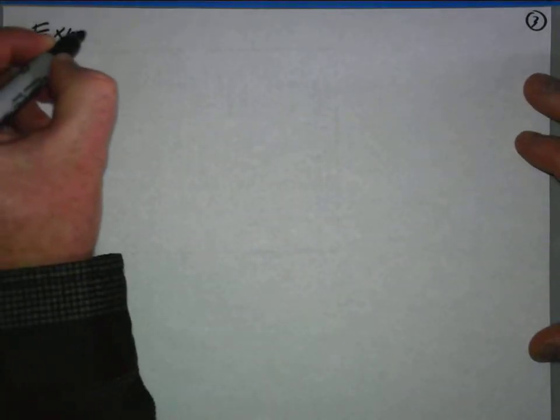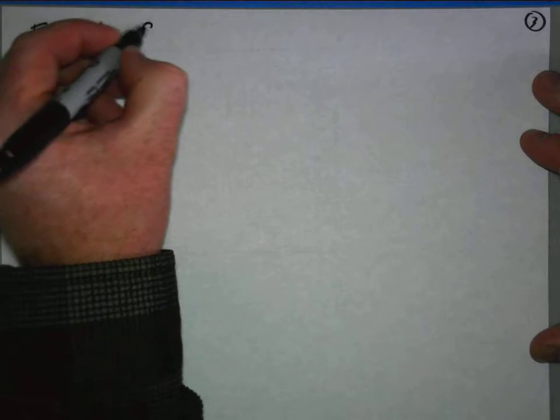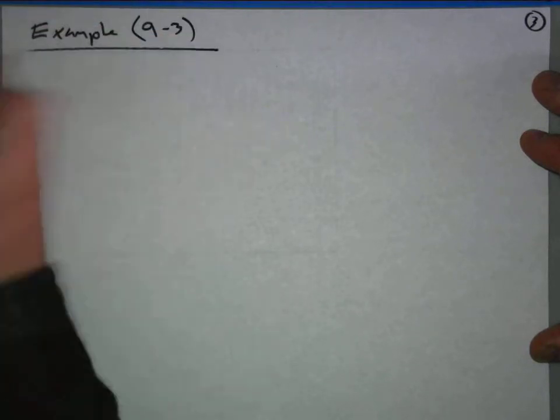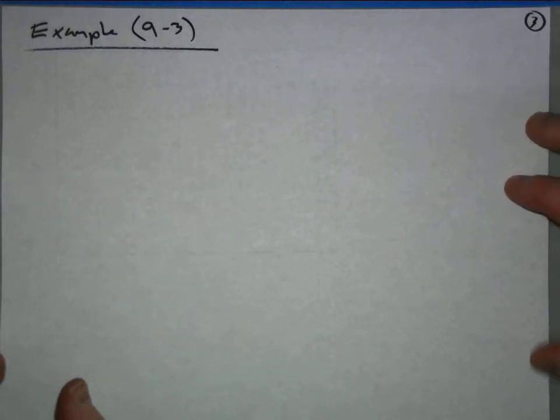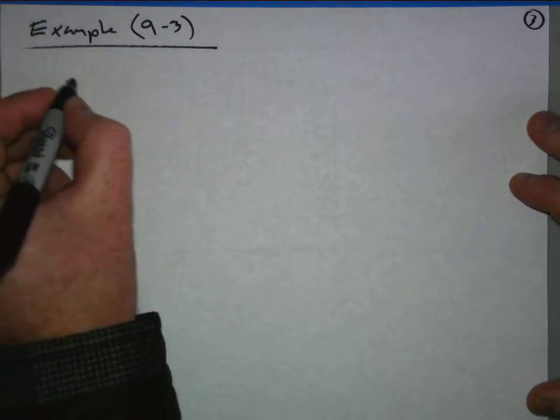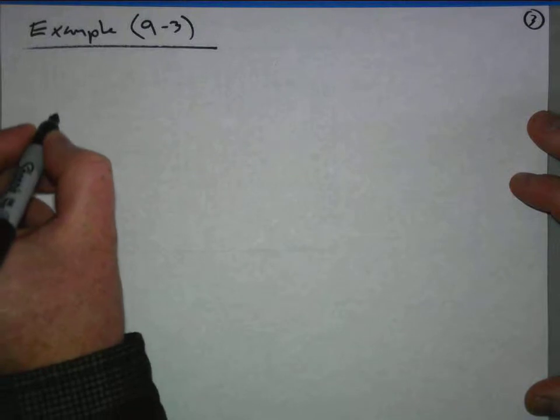So in this example, let's look at, in fact, I'm going to steal this one from the book because it's a great one. This is going to be example 9-3 from your textbook. And they talk about two canoes on a lake. And I will try my best to draw for you two canoes on a lake. We're going to say, give yourself some room here.